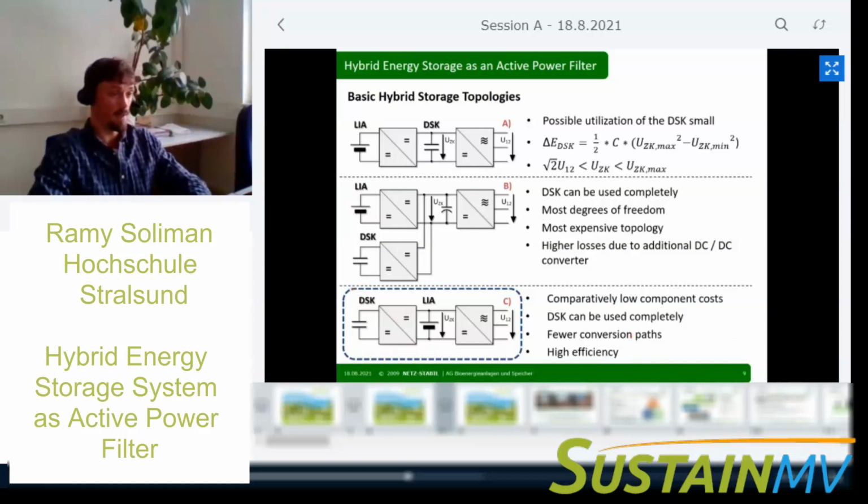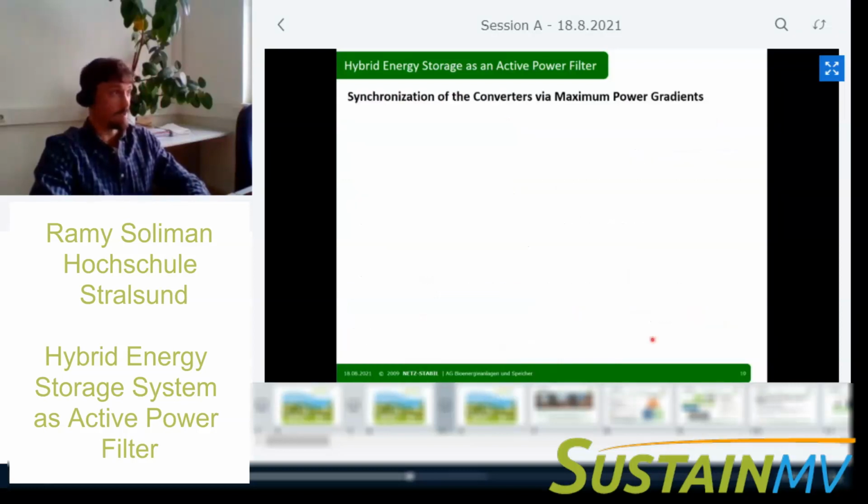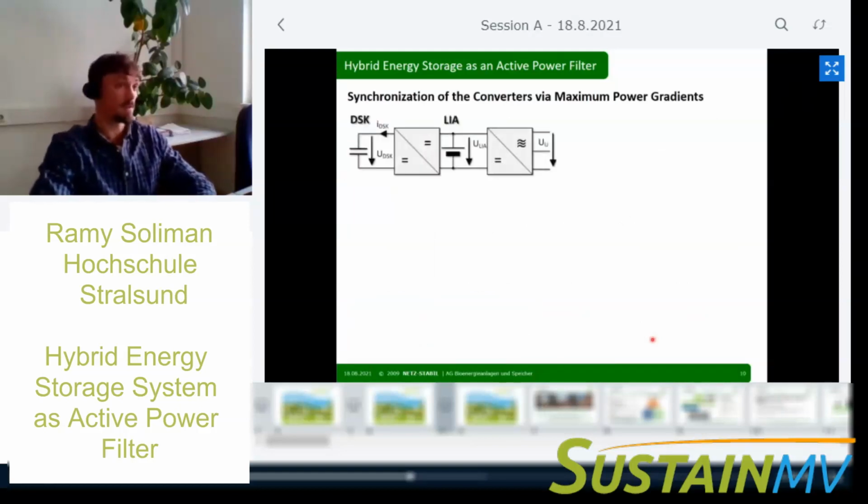In this case, the battery must be designed for very high voltage, so you can't use 48 volt technology, because we are on the 400 volt grid, and that means we have at minimum 570 volts in the DC link. But there are a few things to consider with this topology.